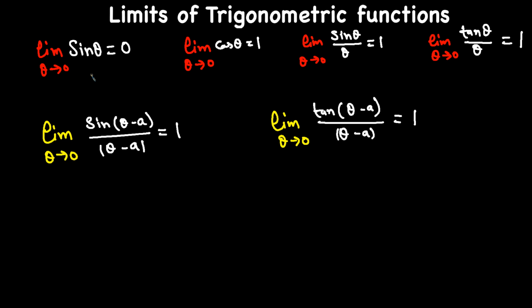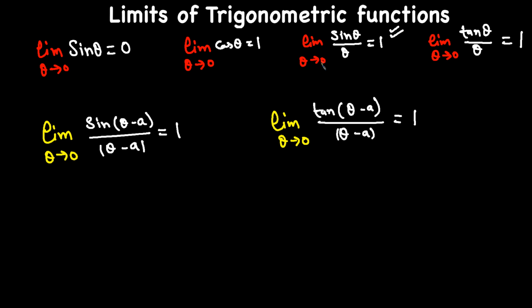Okay, so first of them is the limit of sine theta when theta approaches 0 is equal to 0, because when you plug in theta 0 over here, sine 0 is 0. And the limit of cos theta when theta approaches 0 is 1. And this one is very useful, used in so many problems.